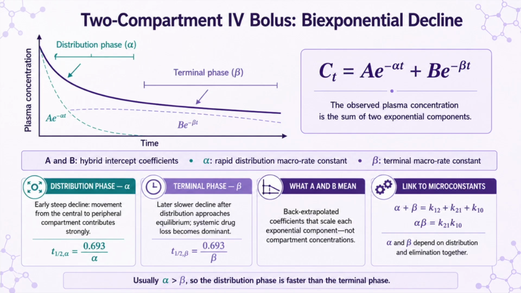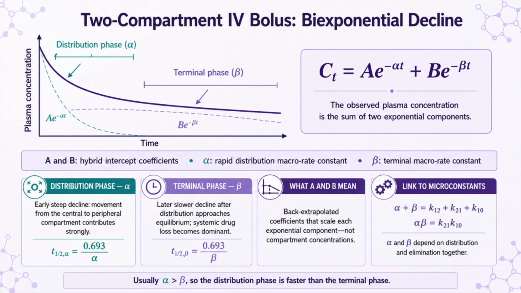Beta describes the slower terminal macro-rate constant. By this later stage, distribution between the central and peripheral compartments is approaching equilibrium, and systemic drug loss becomes the dominant visible process. The terminal half-life is 0.693 divided by beta. However, beta should not automatically be called the elimination rate constant. Both alpha and beta are hybrid or macro rate constants. They depend on distribution and elimination together.